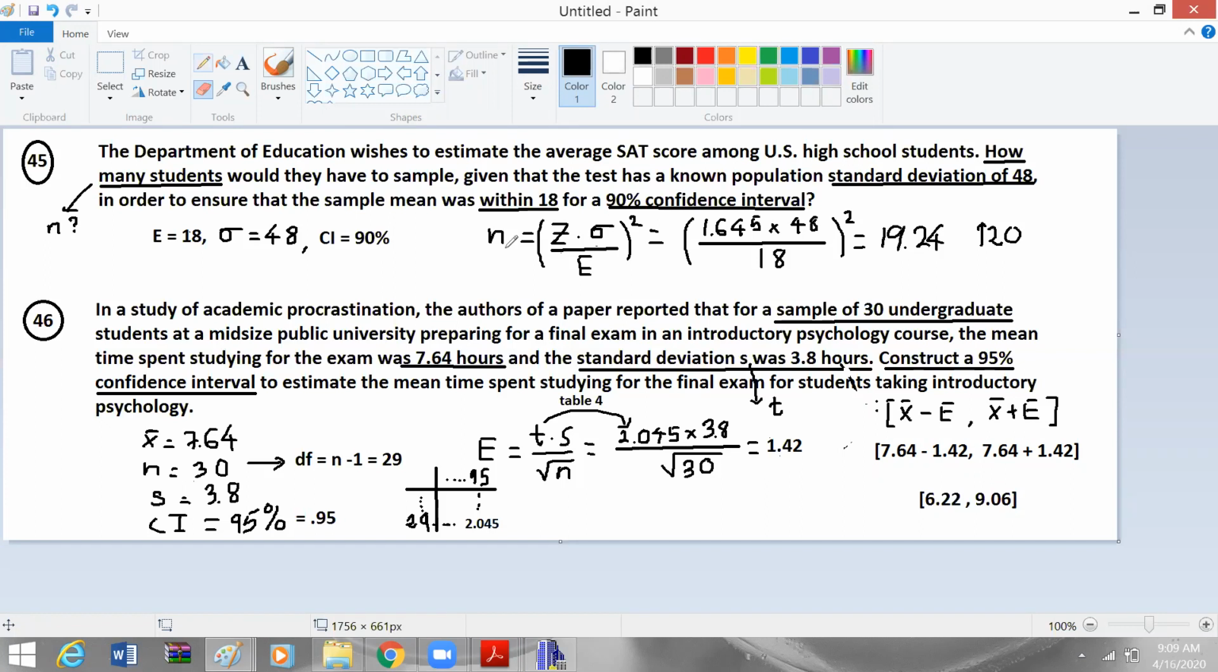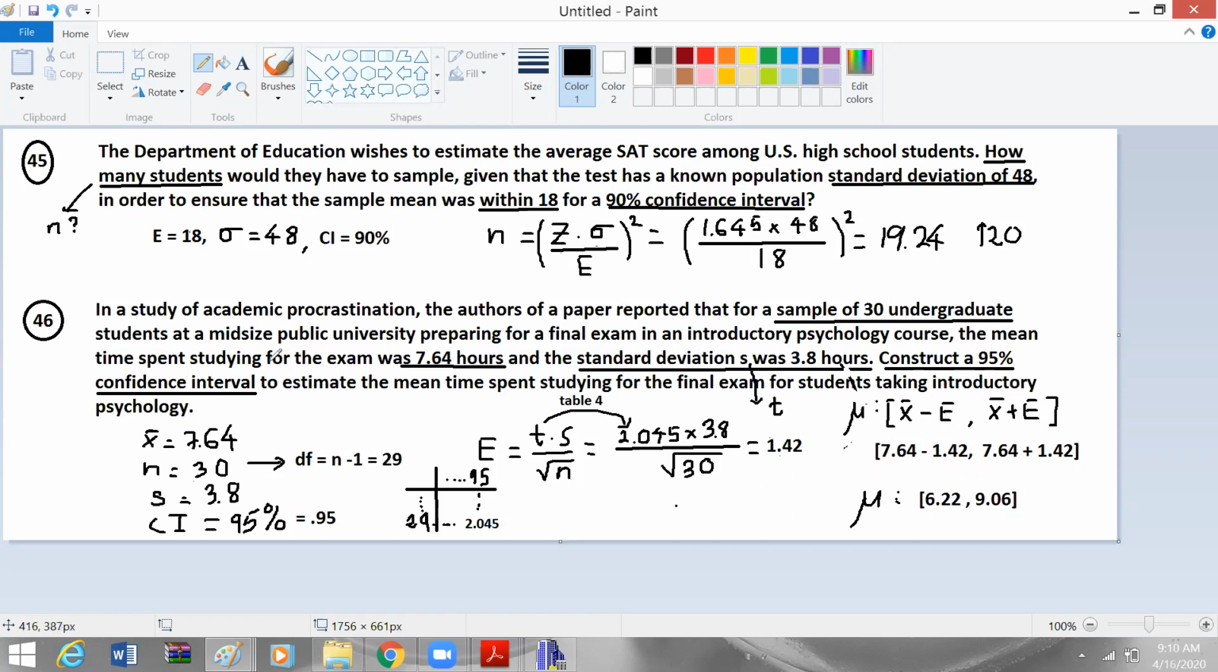Now we just draw the thing that we have right here. This is the bound for the mean. It should be bounded between 6.22 and 9.06. So what does that mean? With 95% confidence, I can tell you that I'm 95% sure that the mean time that students spend studying for the psychology final exam is around 6 to 9 hours, between 6.22 hours and 9.06 hours. This is the conclusion that we can make.